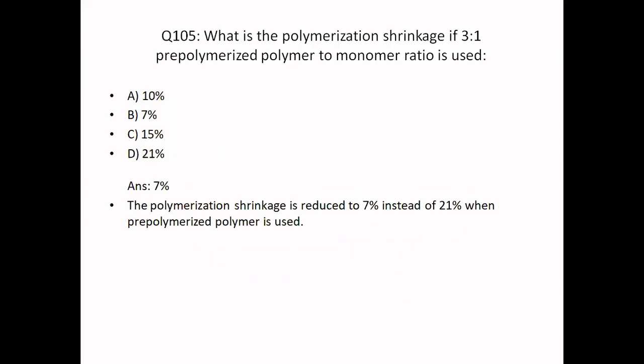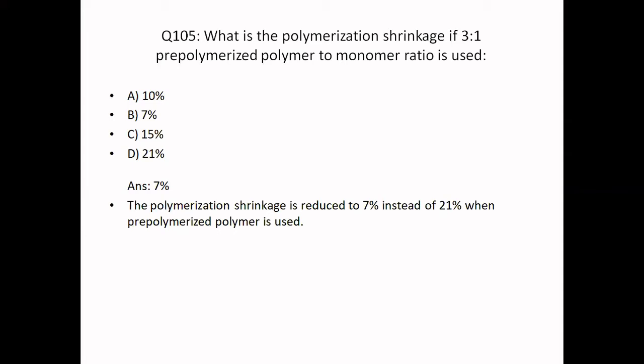Now, what is the polymerization shrinkage if a 3 to 1 pre-polymerized polymer to monomer ratio is used? Is it 10%? Is it 7%? Is it 15%? Is it 21%? Now the answer to this is 7%, because they have asked us about pre-polymerized polymer. What happens in pre-polymerized polymer is that some amount of polymerization has already happened.